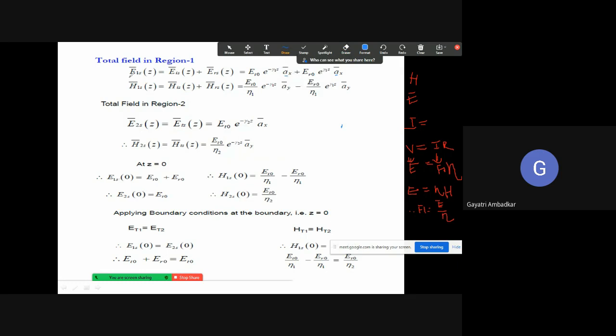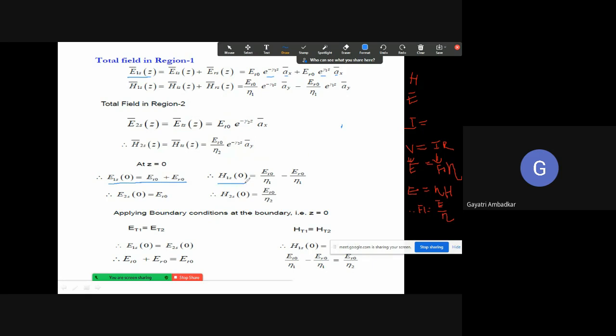Even s at z equal to 0. So we will write this even s. We have made z equal to 0, so this term will become 0 and this term will become 0. So you have only Ei0 plus Er0. So E1s is equal to Ei0 plus Er0.